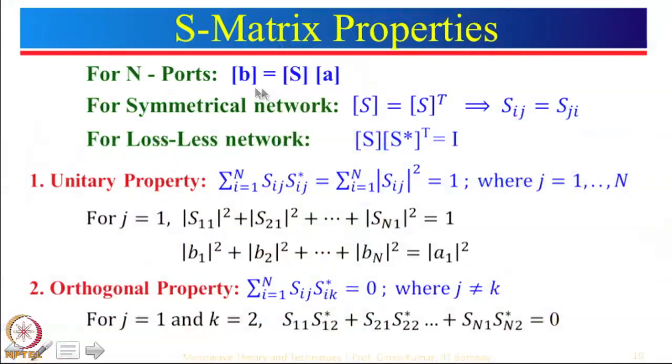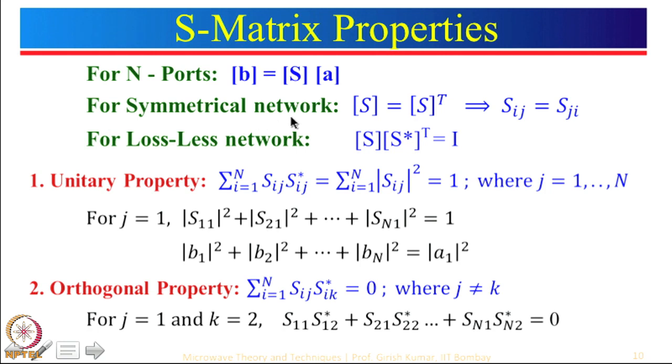So, for n ports, we can now write in a very simple way, instead of writing B1, B2 to Bn and S11, S12, S1n, we can write in a very simple form, which is B equal to SA. Now, just like in ABCD parameters, we had seen A is equal to D and AD minus BC is equal to 1, here we have a slightly different way of expressing the thing.